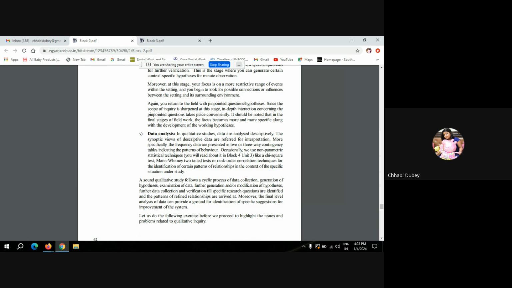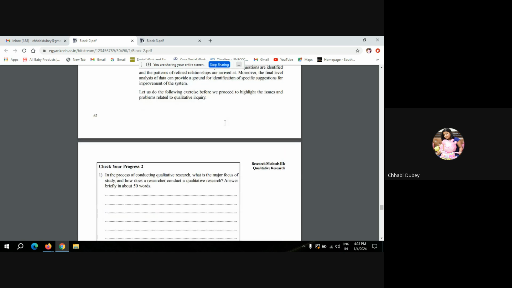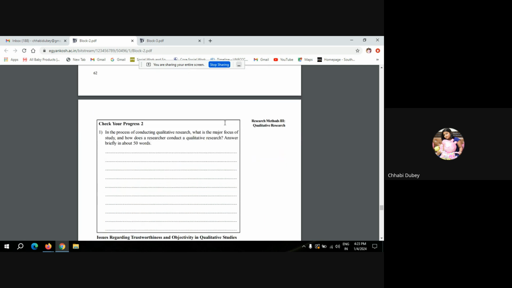And generally, you can say that it's a cyclical process where the data is collected, hypothesis is generated, data is examined, hypothesis is further generated and modified, further data collection is done, and again verification is done till the research questions are identified and the patterns of refined relationships are arrived at. So it's kind of a cyclical process. You go to the different stages as and when required in order to further refine that particular stage.